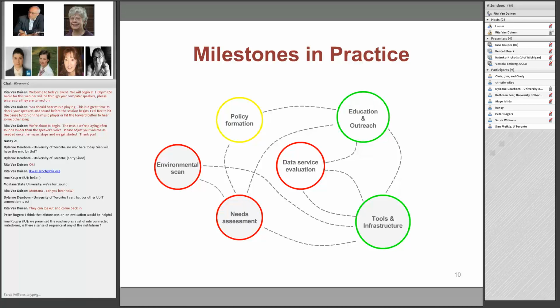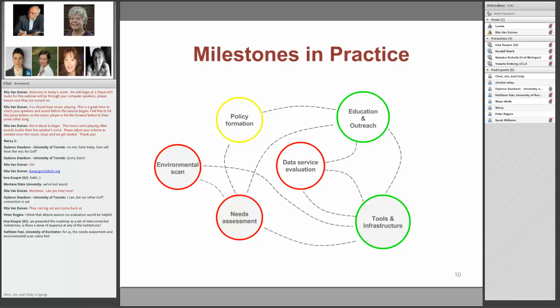So Peter comments that a future session on evaluation would be helpful. And Ina writes that we presented the roadmap as a set of interconnected milestones. Is there a sense of sequence at any of the institutions? If your mic's working, feel free to use it if you'd like to, or you can use the chat window. We'll spend another minute or two on this, and then we'll proceed.